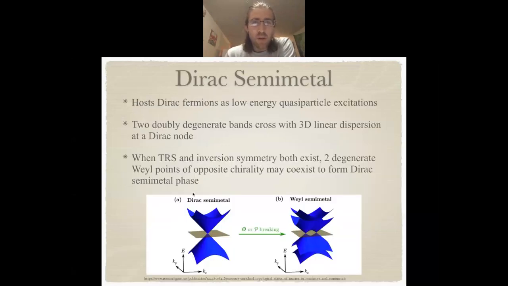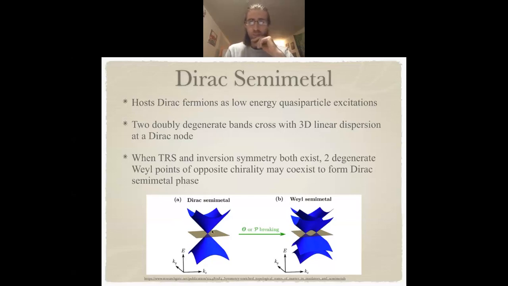A Dirac semimetal is very similar. The main difference is the degeneracy. A Dirac point can be viewed as 2 Weyl points of opposite chirality coexisting. So you have 2 doubly degenerate bands crossing with a 3D linear dispersion at a Dirac node.